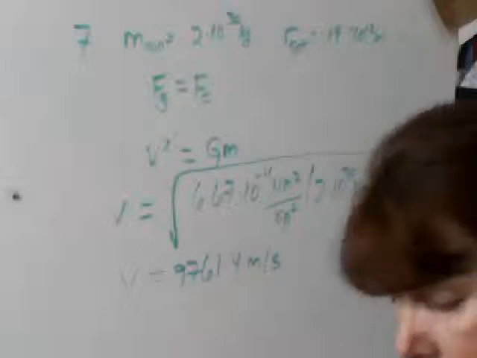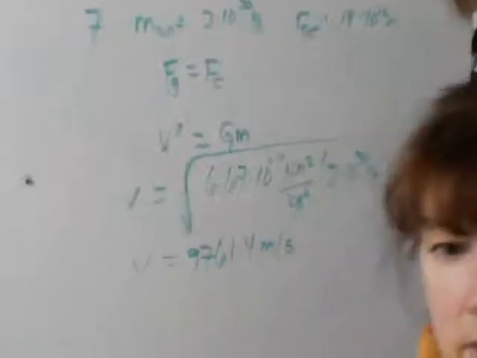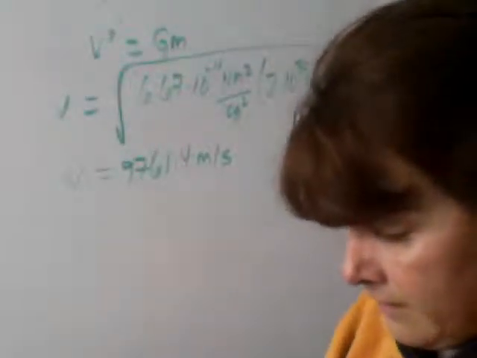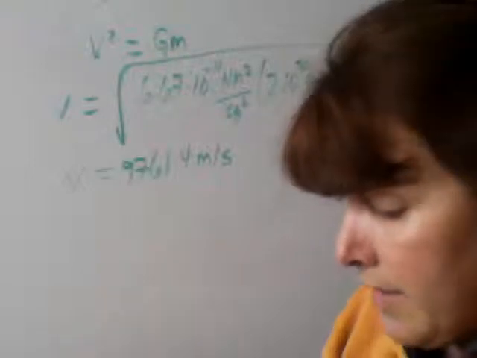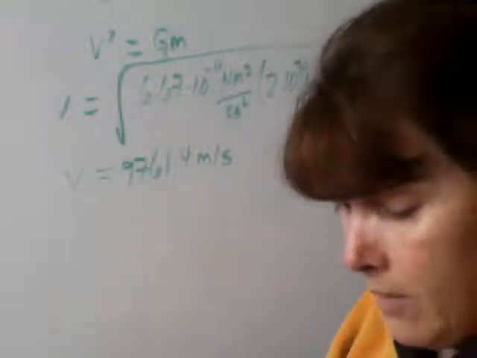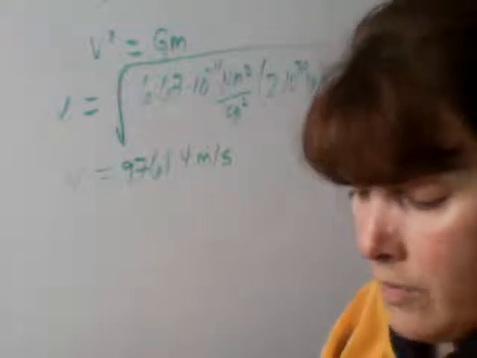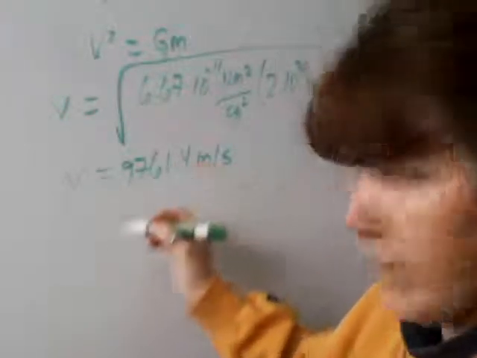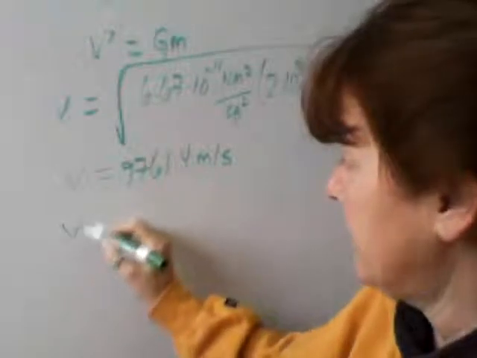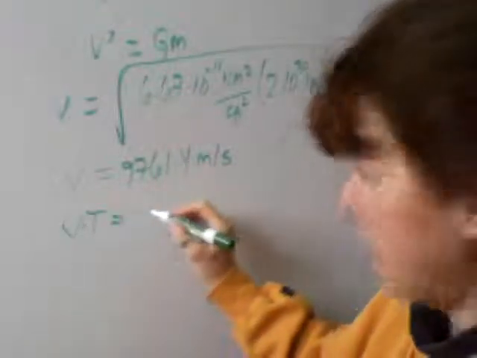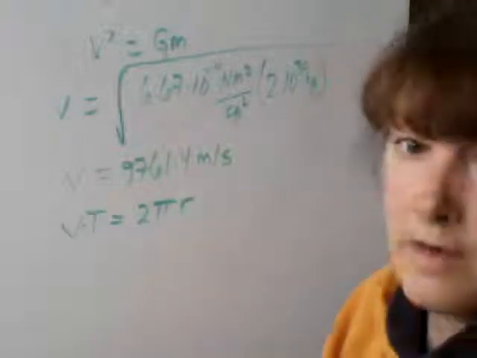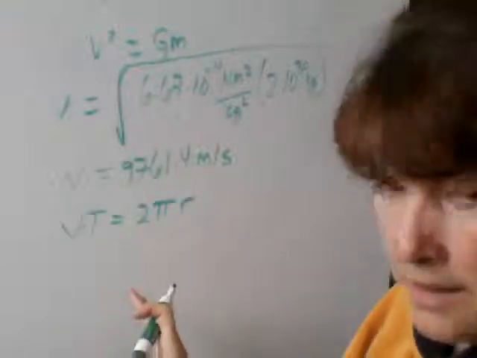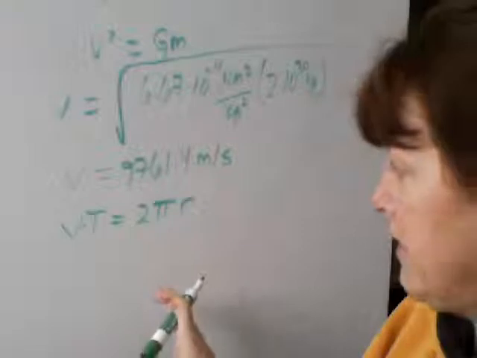But that's not, of course, what they asked for. They wanted to know how long does it take Saturn to go around the Sun, traveling at 9,761.4 meters per second. So now we're going to think back to where we had our rate times time equals the circumference equals 2 pi r. So we're going to have velocity times time is going to equal 2 pi r. So we have to remember to use our circumference because it's traveling in an elliptical orbit, which is nearly close to circular, so we count it as circular motion.